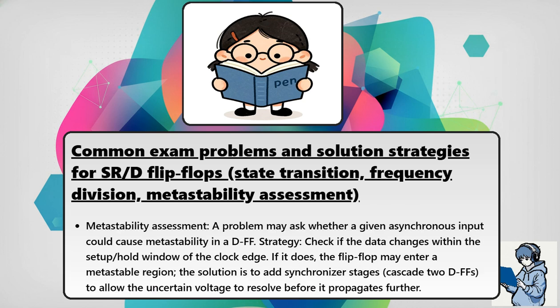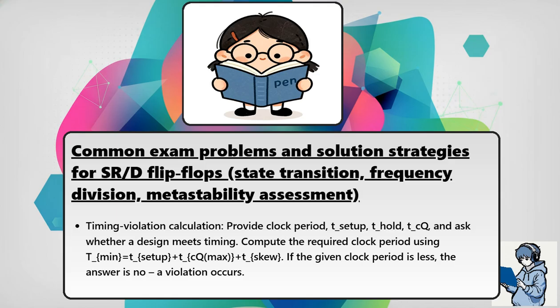Metastability assessment: a problem may ask whether a given asynchronous input could cause metastability in a D flip-flop. Strategy: check if the data changes within the setup-hold window of the clock edge. If it does, the flip-flop may enter a metastable region. The solution is to add synchronizer stages, cascading 2 D flip-flops to allow the uncertain voltage to resolve before it propagates further. Timing violation calculation: provide clock period, T setup, T hold, TCQ, and ask whether a design meets timing.